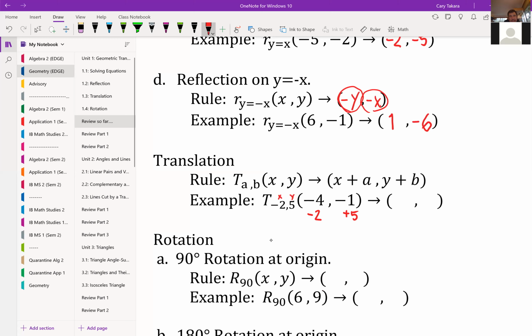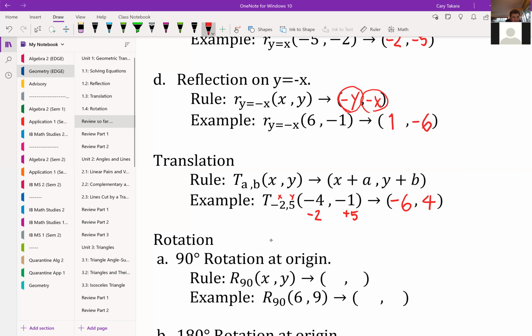So what would be the new coordinate in this example? What's -4 minus 2? That would be -6, wouldn't it? And what's -1 plus 5? Isn't that +4? So that's what the translation is. It's about shifting, sliding, right?